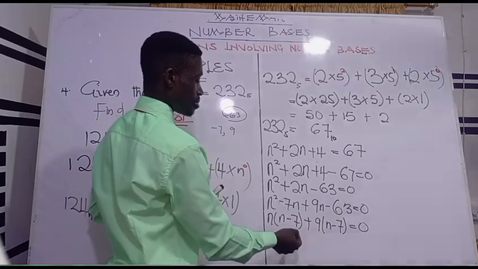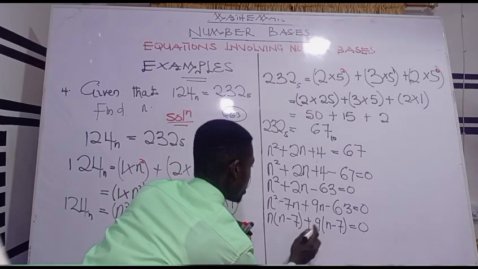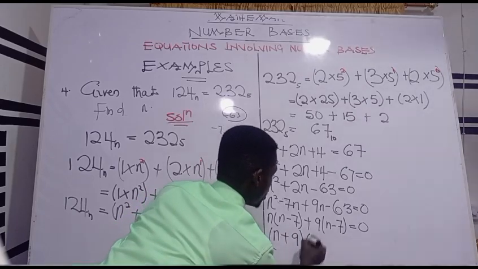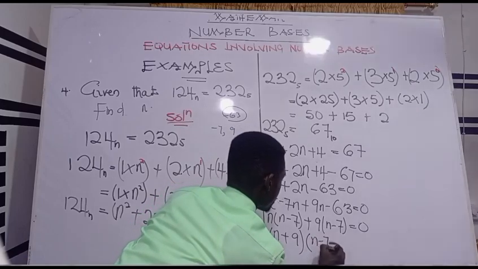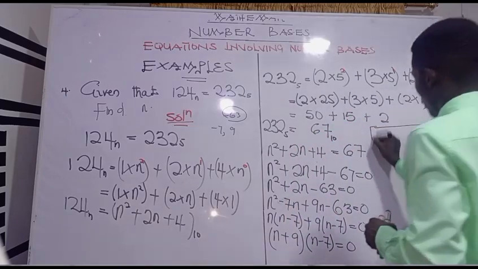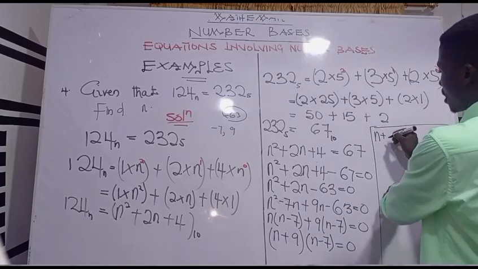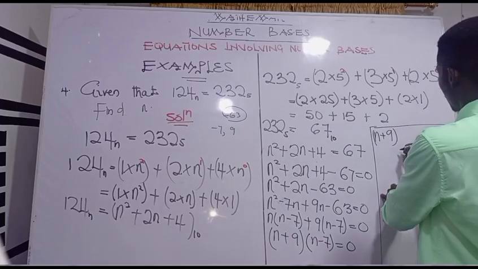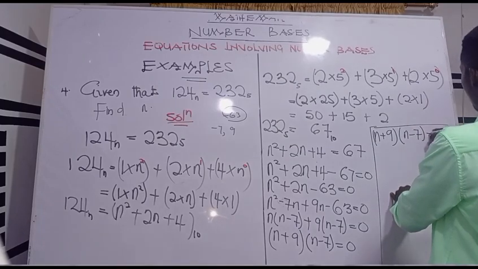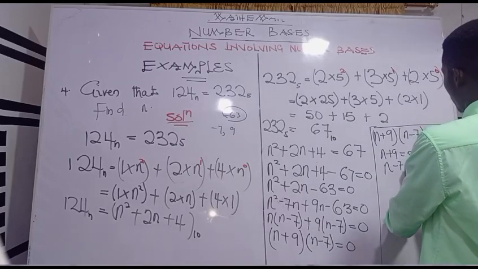Then after that, repeat those outside the bracket. So let's pick those outside the brackets, n and then 9. So we have n plus 9, and then we pick any of the brackets. We have n minus 7 is equal to 0. Let's continue from here. So we have n plus 9 and then n minus 7 equal to 0. So we have n plus 9 is equal to 0, n minus 7 is equal to 0.